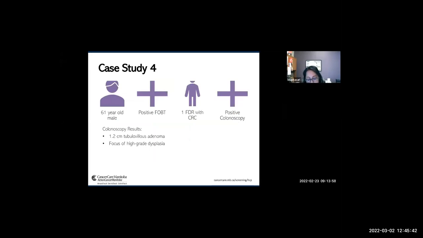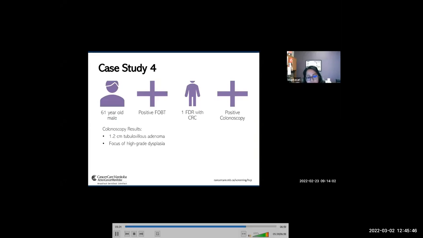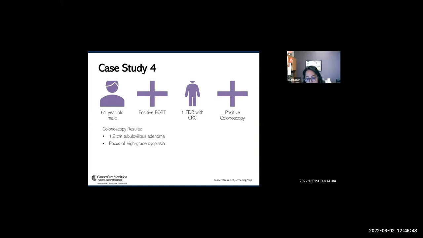A 61-year-old male patient has an abnormal FOBT and 1 first-degree relative with colorectal cancer, and he was sent for a colonoscopy. The colonoscopy came back positive, which is he has a 1.2-centimeter tubular villus adenoma and focus of high-grade dysplasia. So what do we do next?